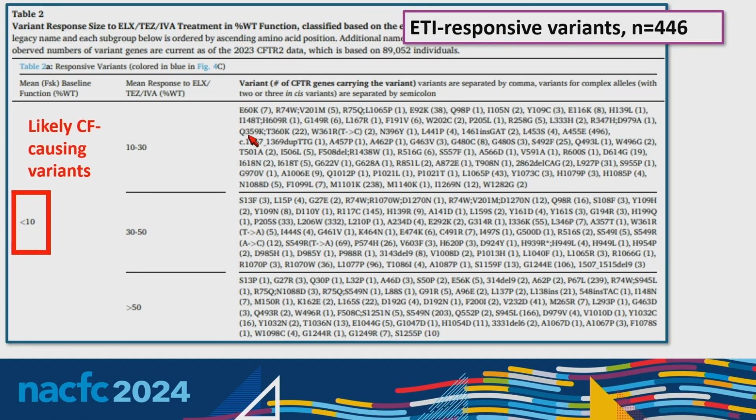And then they've separated out whether the variant response is in the 10 to 30% range, the 30 to 50% range, or like a really robust response of above 50%. So you can go into the manuscript, do a little Control F and look for your variant of interest and see what table it falls into. So this is the ETI responsive variant table.